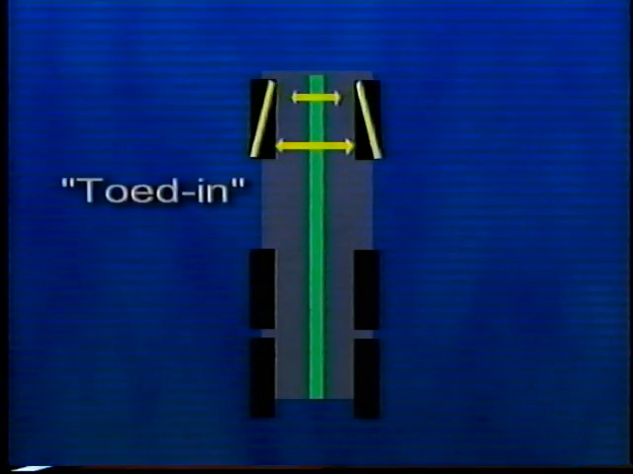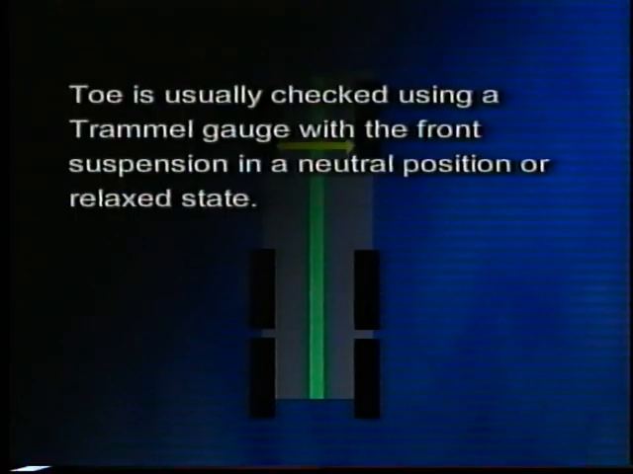Toe is a measurement of the distance between the inside front of the tire and the center line of the vehicle compared to the distance of the inside rear of the tire to that same center line. Where the front of the tires are closer to the center line than the rear, the tires are toed in. Where the rear of the front tire is closer to the center line than the front, the tires are toed out. Toe is usually checked using a trammel gauge with the front suspension in a neutral position or relaxed state.